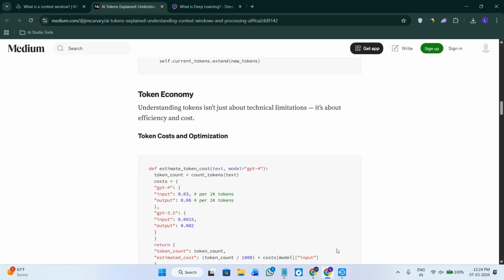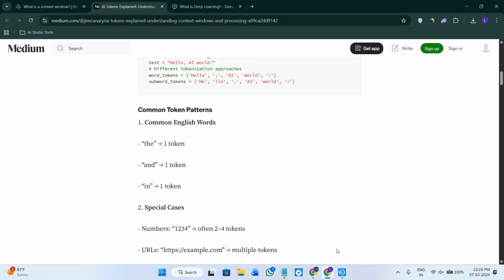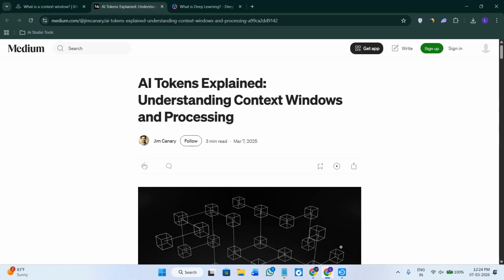So in simple terms, tokens are the pieces of text AI reads and generates, and the context window is how much information the AI can keep in memory at one time. Understanding these two concepts helps explain how modern AI models process language.